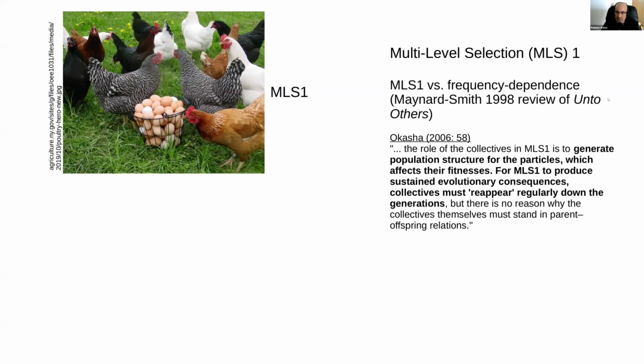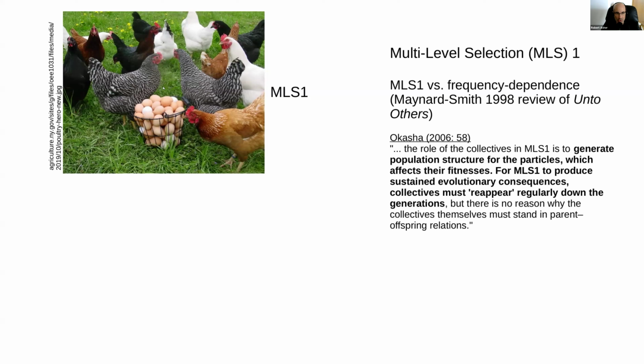I'm sympathetic towards Sober and Wilson and Okasha in saying that it is different, in the sense that what multi-level selection 1 is doing, like frequency dependence, is generating population structure for the particles, right? In this case, we usually refer to genes. And that population structure affects fitnesses. That's no different than frequency-dependent selection. But the difference is that multi-level selection 1, group selection, can produce sustained evolutionary consequences insofar as these population structures conveyed by groups reappear over many generations. So that can yield sustained evolutionary consequences.